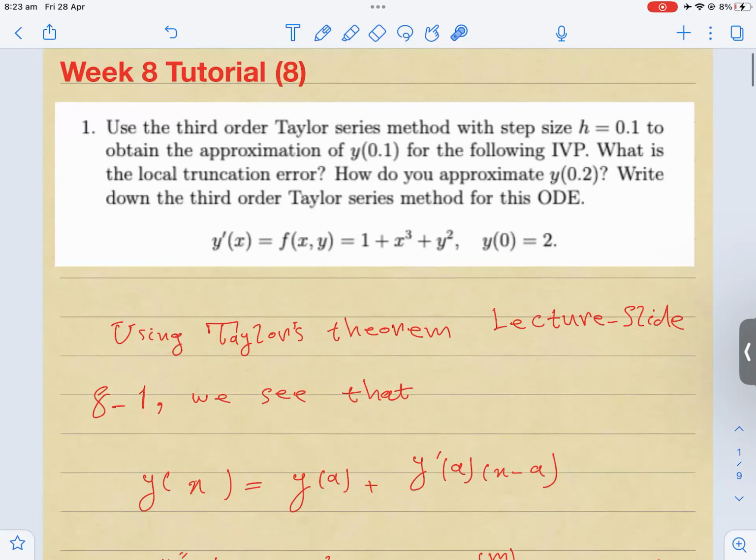So the first question tells us to have a look at Taylor's theorem and then apply the third order Taylor's series. For third order, it means the 3 plus 1, or the fourth one, will be your remainder or local truncation. So it is y prime equal f, the standard way which is given to us.